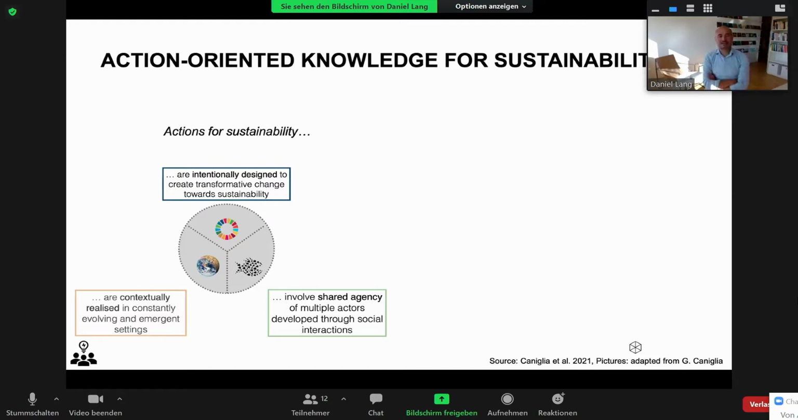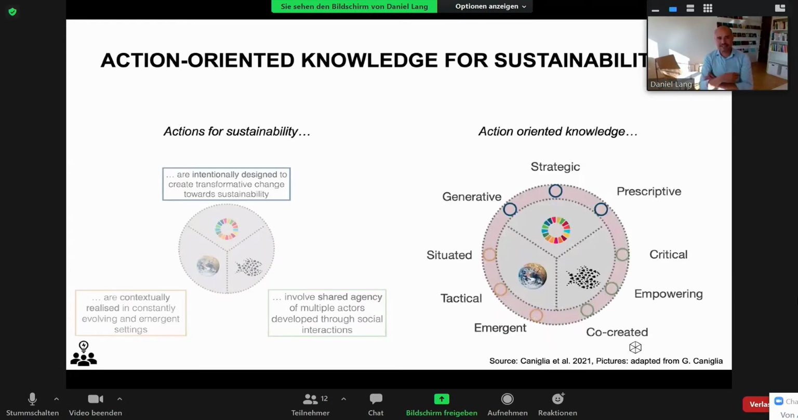And we departed by asking ourselves, what are the characteristics of actions for sustainability? And we then derived these three characteristics. On the one hand, actions for sustainability are intentionally designed. That means they are intentionally designed to contribute to transformation towards a sustainable future, as indicated by the Sustainable Development Goals. It involves shared agency. That means multiple actors need to be involved in these actions through societal interactions, and these actions are contextually realized, so they happen in concrete contexts. This is nothing abstract, but happens in very concrete contexts.